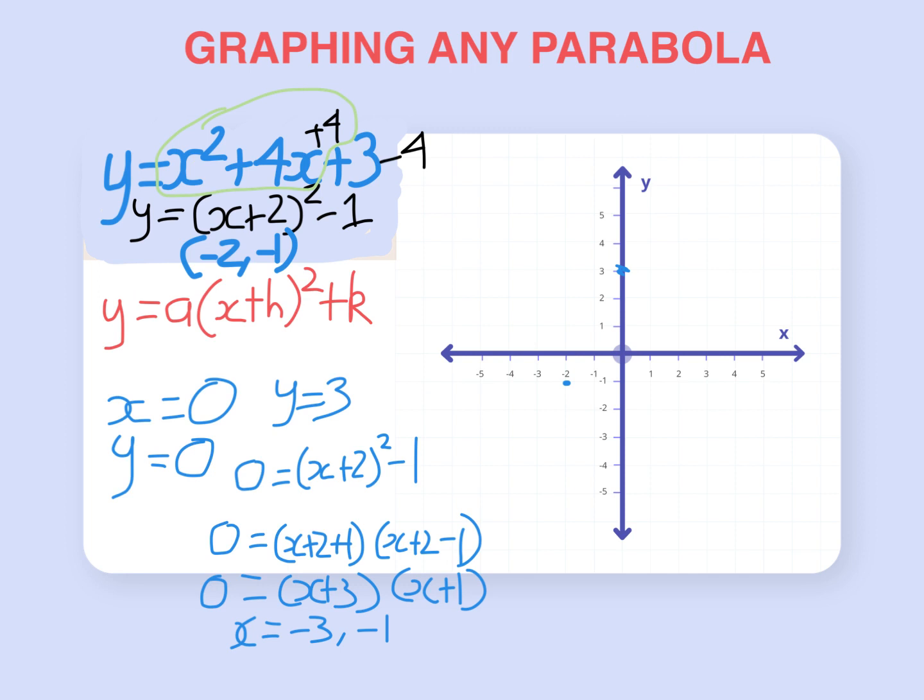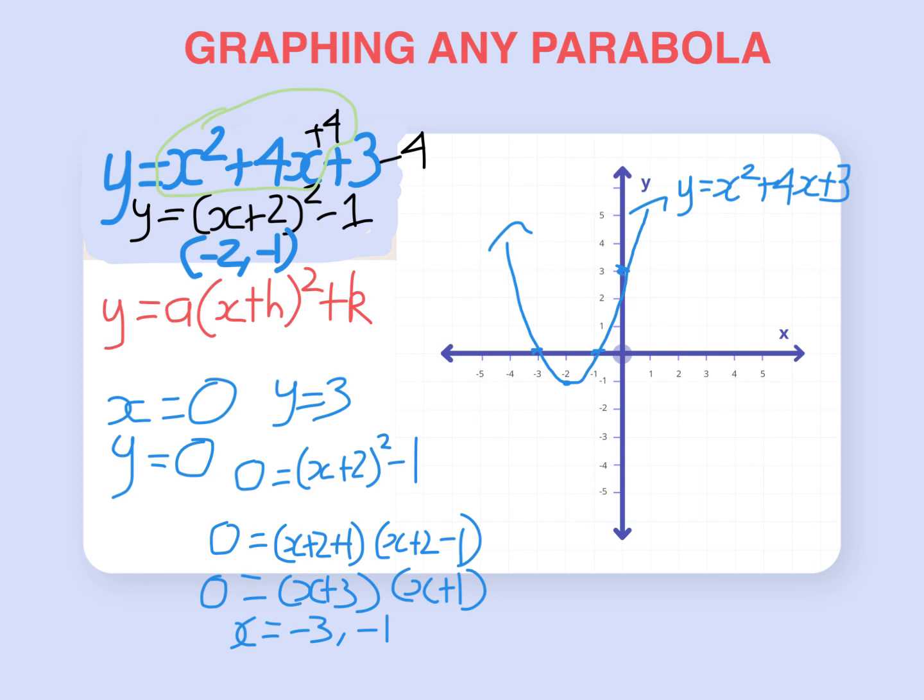So the x-intercepts here are at negative 3 and negative 1. So I'm going to plot them here and here. I now have more than enough information to draw the graph of y equals x squared plus 4x plus 3. So after we've plotted the turning point and the intercepts, we just join it up knowing the shape of all parabolas. So that is our final graph.